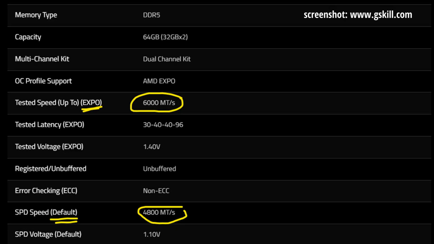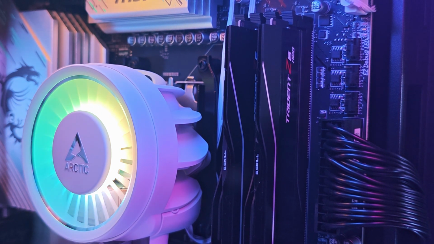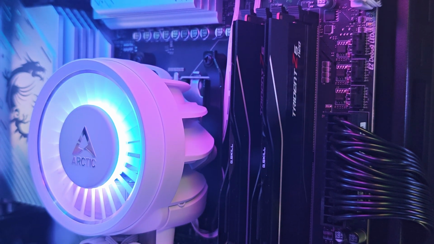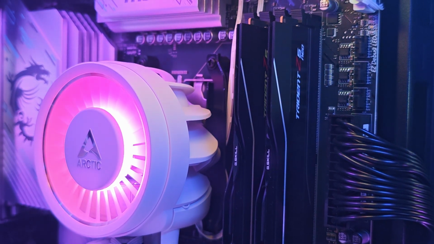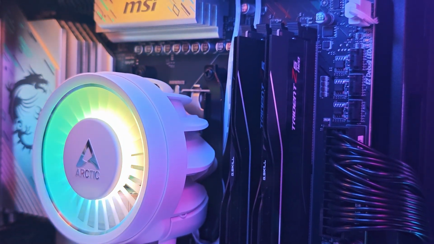Now, if you heard the term XMP, well, AMD EXPO is a direct equivalent of Intel's XMP, Extended Memory Profile. Both technologies serve the same purpose, providing a simple way to enable a RAM kit's full speed. All right, so that aside, let's move on. If you decide to do it, do it at your own risk, but make sure also to check the temperatures because, again, it will increase the voltage as well.